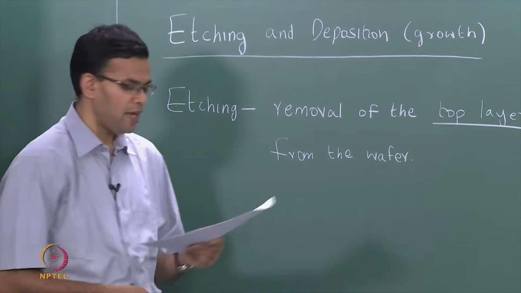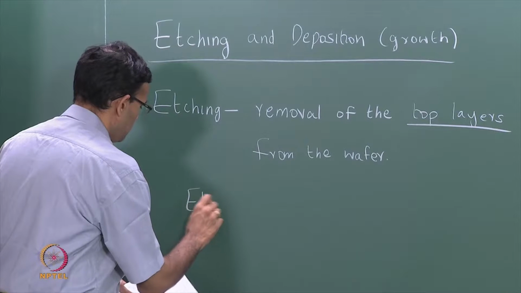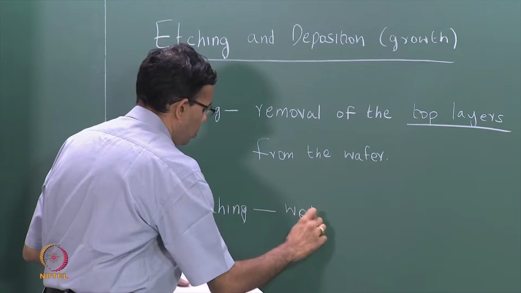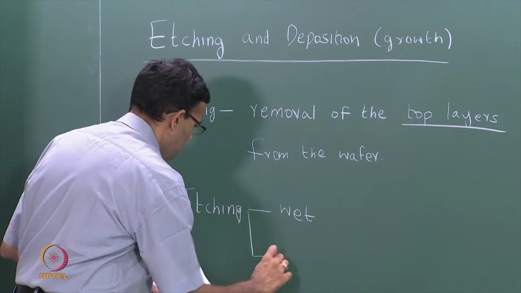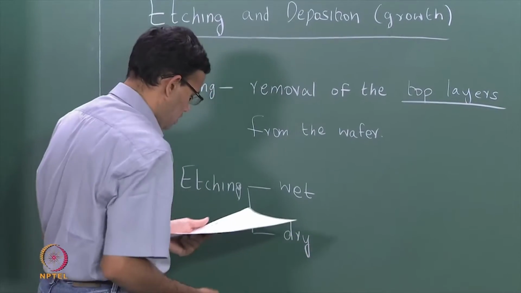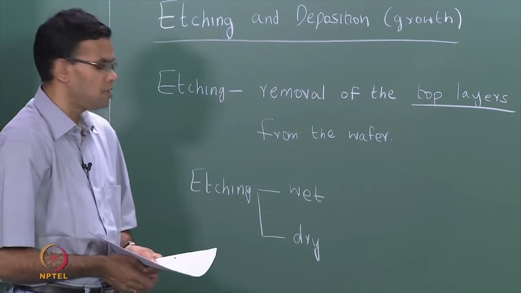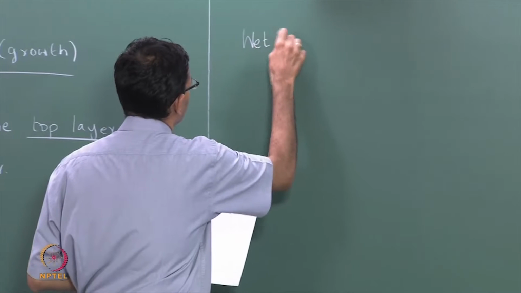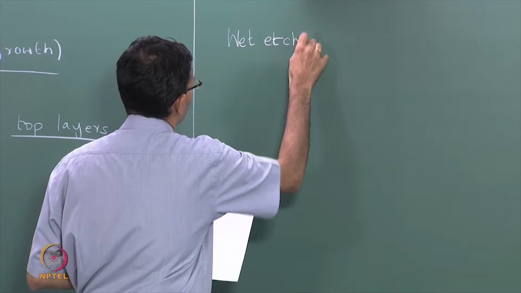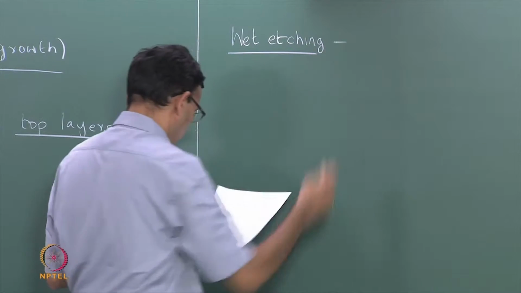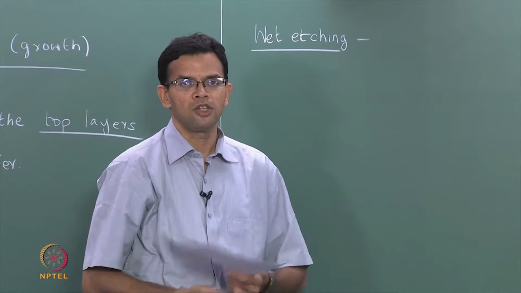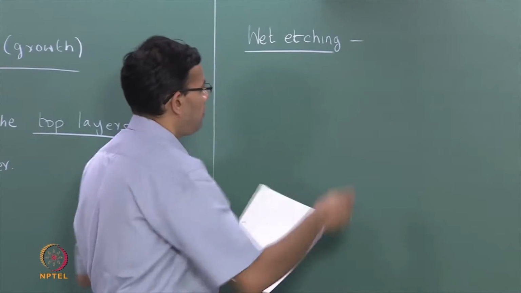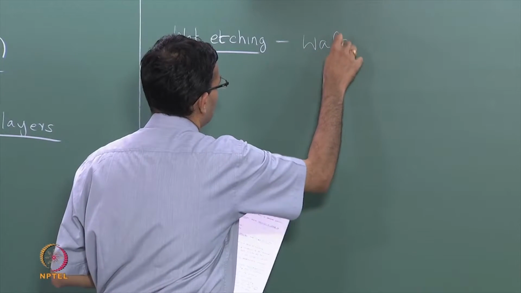So there are essentially two main types of etching. Etching can be a wet process, called wet etching. The other process is called dry etching. We will first look at wet etching. In the case of wet etching, as the name implies, usually some sort of wet chemicals are used to remove the material from the wafer. So the wafers are usually immersed in a tank of etchant.